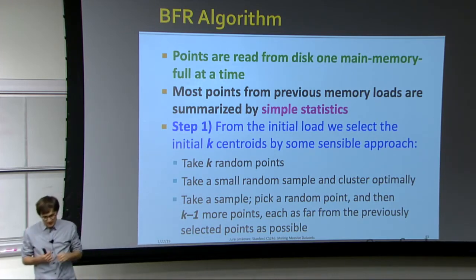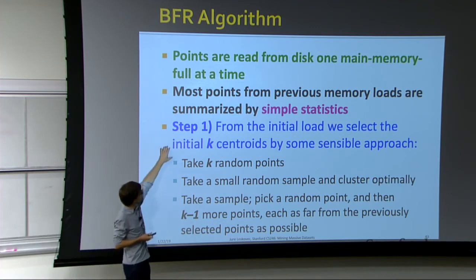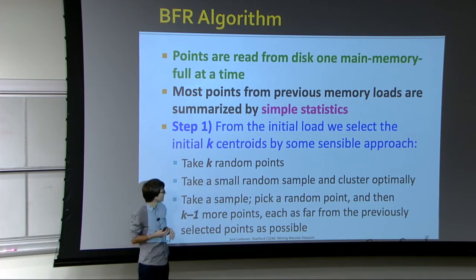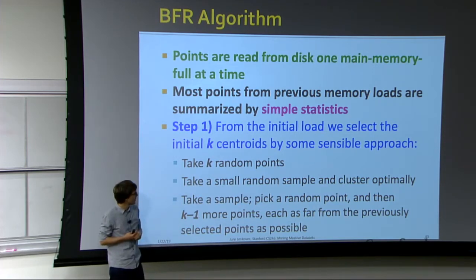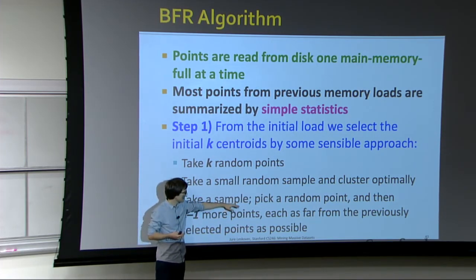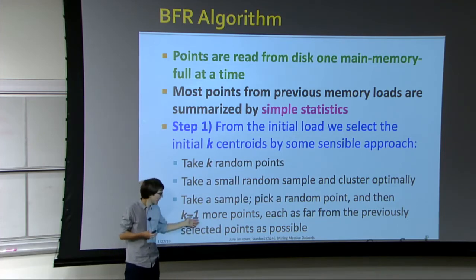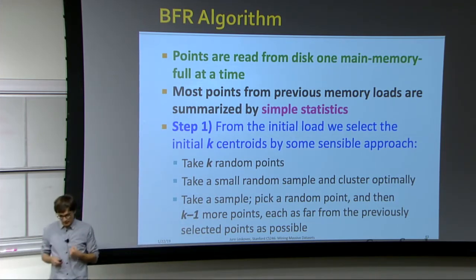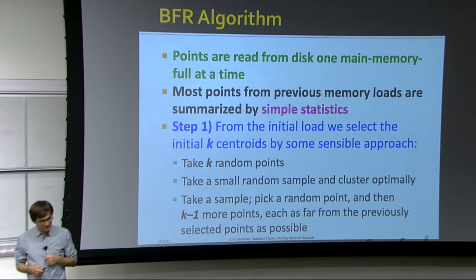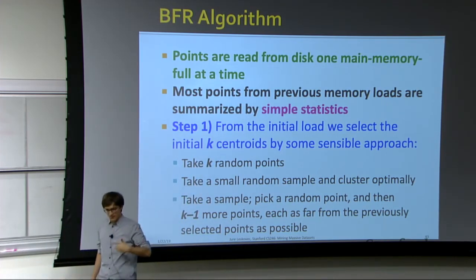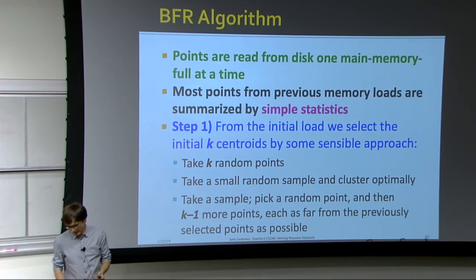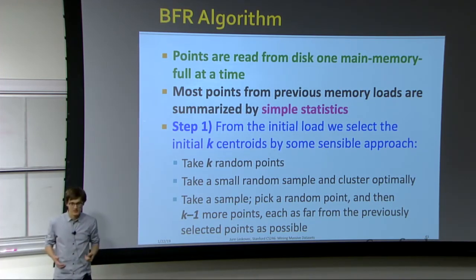So the idea is that in the initial load of points, the goal is to select k centroids by some sensible approach, right? As I said, I can take k random points. I can take a smaller random sample and cluster it optimally, or I can pick a random point, and then find other points that are as far away from this starting point as possible. Now, this is to initialize the k centroids. Now, I need to be ready to process the next batch of points.